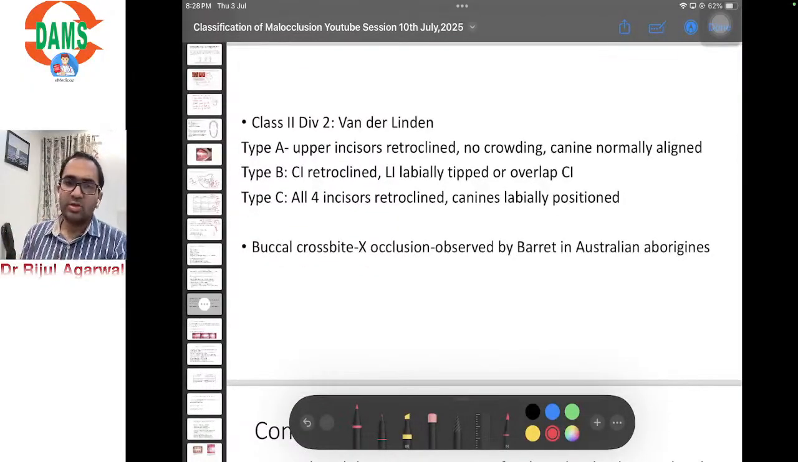Similarly, class 2 division 2, van der Linden subclassified it into three types, that is type A, B and C. A is when upper incisors are retroclined, there is no crowding and canines are normally aligned. B is central incisors retroclined, lower incisors labially tipped or overlapping the central incisor. C is all four incisors are retroclined and canines are labially positioned.